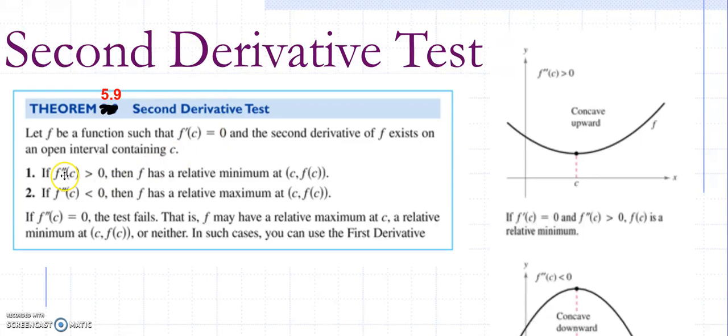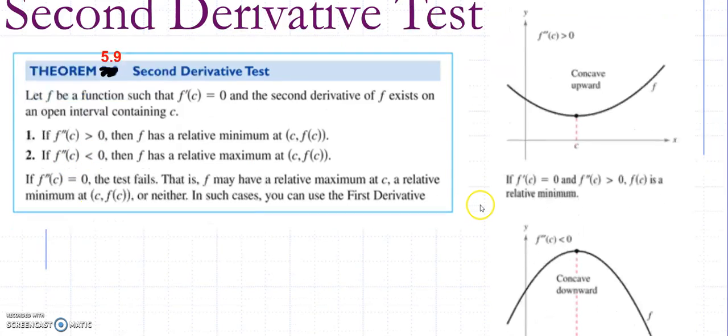So if the second derivative is positive at that location, that means that the function is concave up. So if I have a point that could be a relative minimum or maximum, and then I find out it's concave up there, then it has to be a relative minimum. If I find out it's concave down, then it has to be a relative maximum.